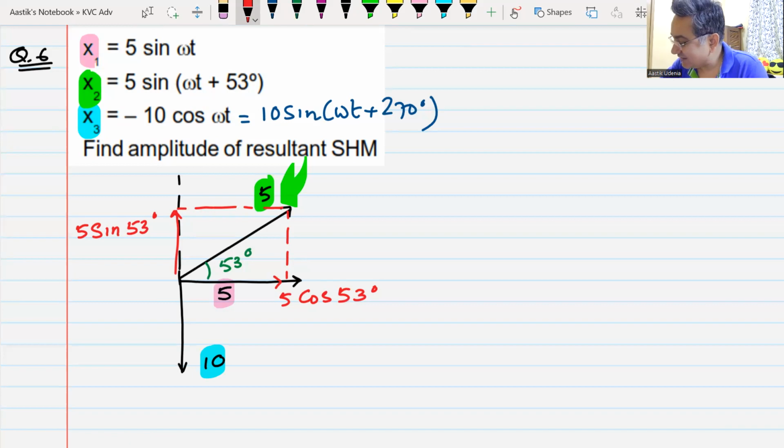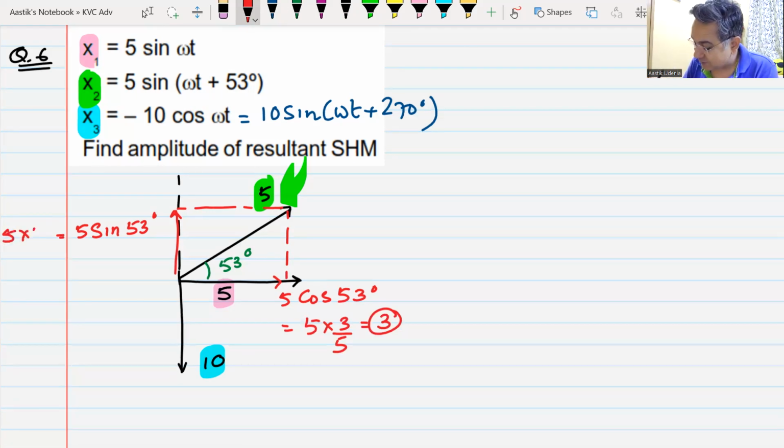How much is cos 53? 3 by 5. So this becomes 5 into 3 by 5, which is 3. Sir, you asked sin 53? I asked cos 53. Okay, I take back my words. Sin 53 is 4 by 5. So 5 into 4 by 5 becomes 4. Now this is 4 up and 10 downwards.